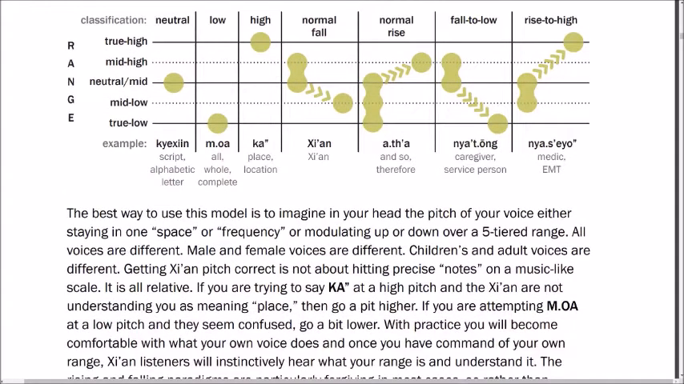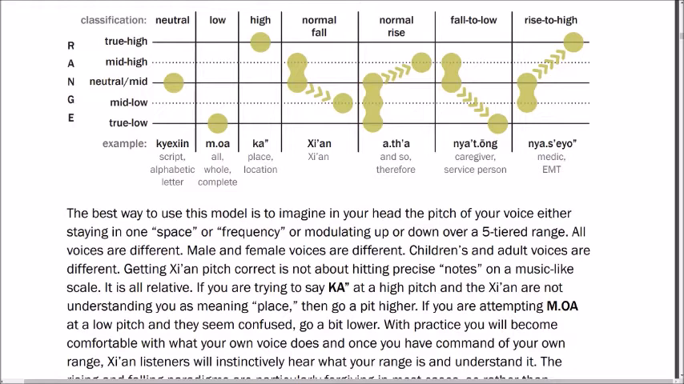The best way to use this model is to imagine in your head the pitch of your voice, either staying in one space or frequency, or modulating up or down over a five-tiered range. All voices are different. Male and female voices are different. Children's and adult voices are different. Getting Xi'an pitch correct is not about hitting precise notes on a music-like scale.